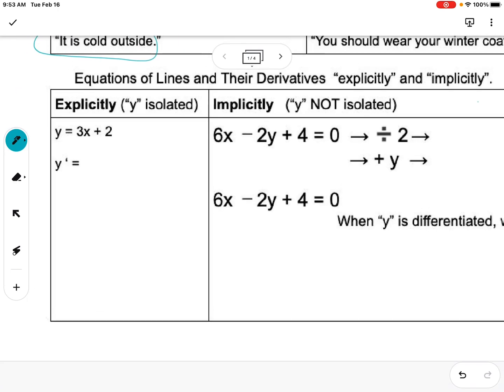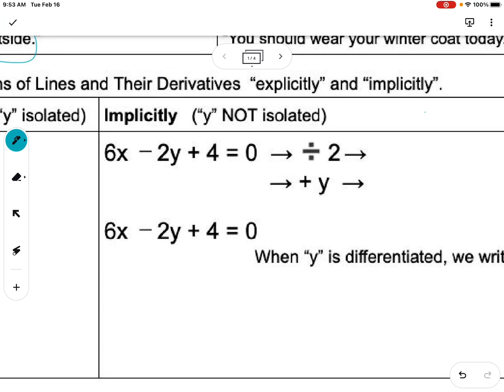So if we have this straight line right here, y equals 3x plus 2, and we want to define that function explicitly, it means we have y isolated. And it's very easy to get the derivative of that, right? So if y equals 3x plus 2, the tangent slope of that is always 3. Whoops, I better get a pen. Is always 3.